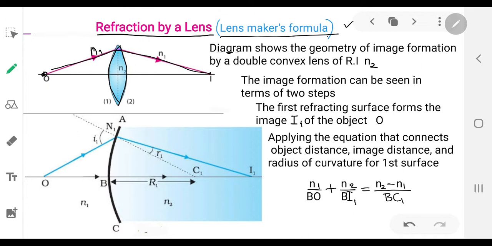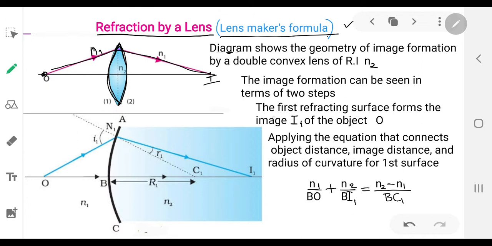Image formation can be studied in two steps, because refraction is taking place at two surfaces of the lens. First refraction takes place at the first spherical surface, then again refraction takes place at the second refracting surface. So the image I formation is studied in two steps. Now this equation is derived using a convex lens, but it holds good for a concave lens also, and this is a 5 marks question.